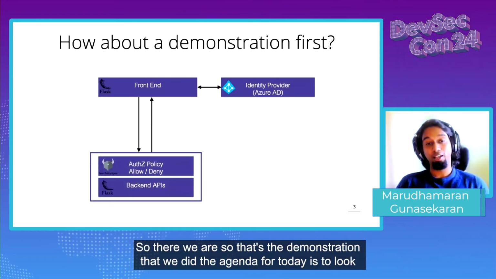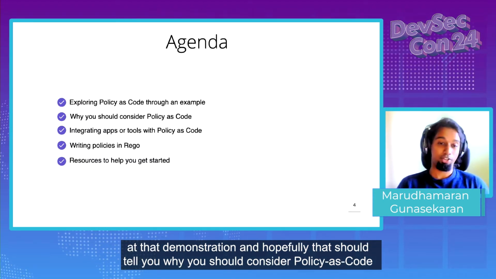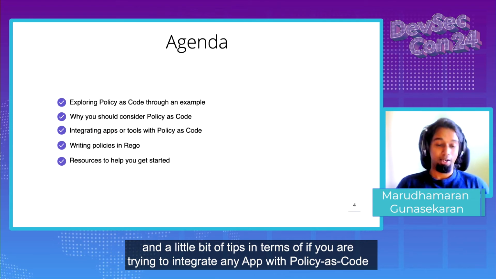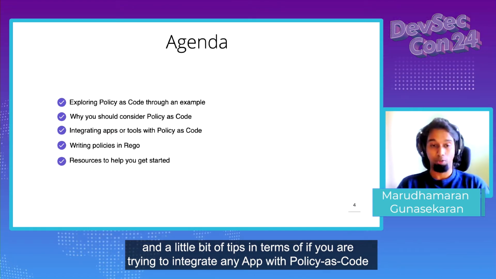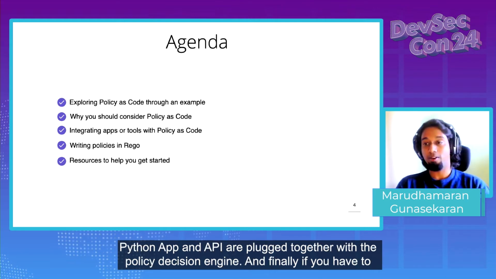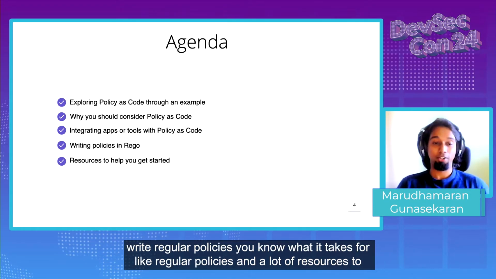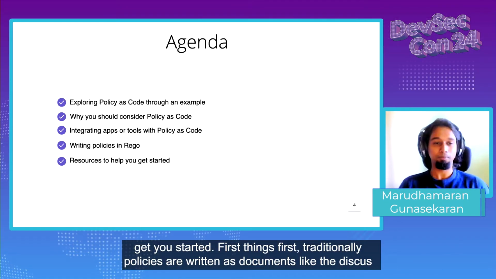The agenda for today is to look at that demonstration, and hopefully that should tell you why you should consider policy as code. And a little bit of tips in terms of if you are trying to integrate any app with policy as code to an Open Policy Agent, how can you do that? And I'm going to demonstrate that by showing how this Python app and API are plugged together with the policy decision engine. And then finally, if you have to write regular policies, what it takes to write regular policies and a lot of resources to get you started.